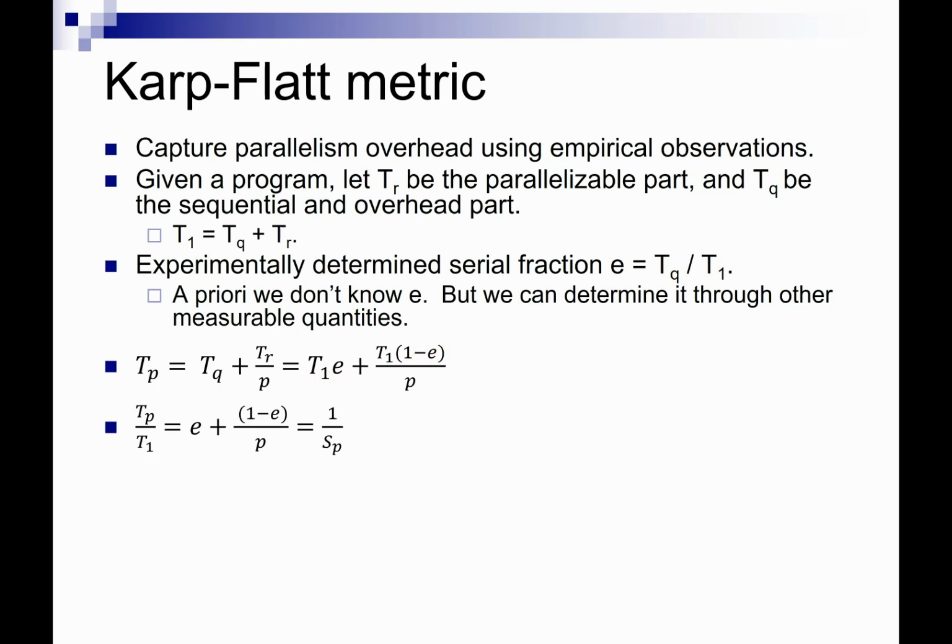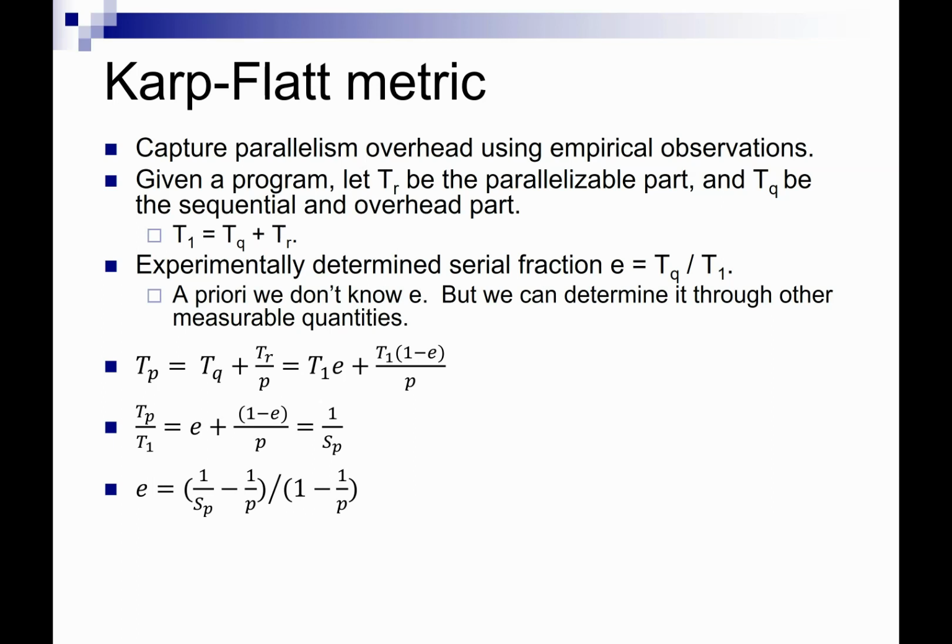Now if you look at the speed up that you get, speed up is going to be T1 divided by TP. Well, this is actually 1 divided by the speed up. So this comes out to be equal to this expression, E plus (1 minus E) divided by P, and this is equal to 1 divided by your speed up. Now you do some more simplification and you get that this E, the sequential part plus the overhead, is equal to this expression over here.